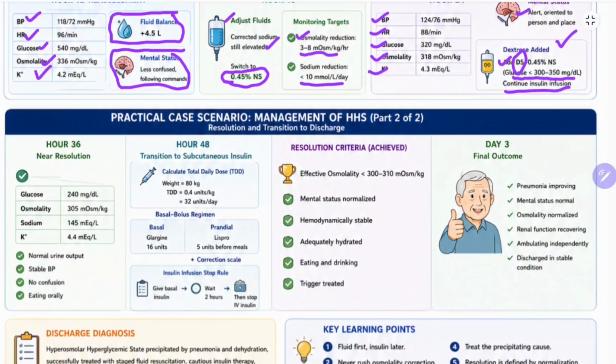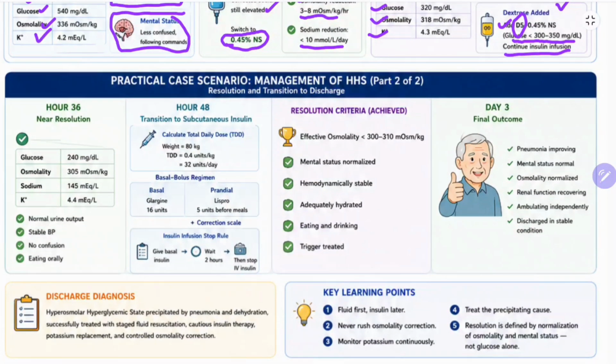So that is the practical scenario management. Hour 36, near resolution. Glucose is 240, osmolality is 305, sodium is 145, potassium is 4.4. Patient has normal urine output, stable BP, no confusion, eating orally. Hour 48, transition to subcutaneous insulin. Total daily dose 80 into 0.5 is 40 units; basal bolus is glargine, with prandial insulin 5 units before meals, plus a correction scale.